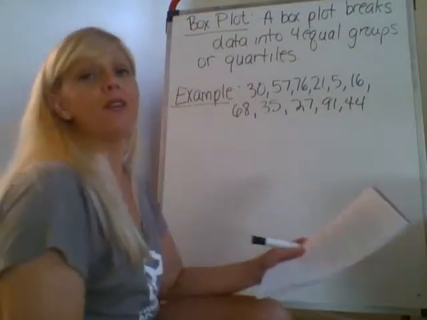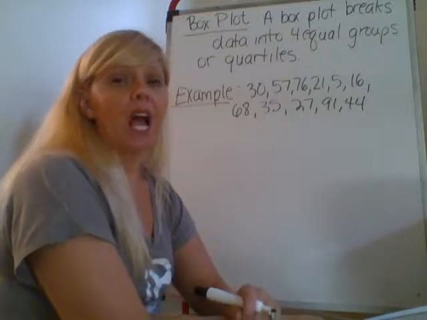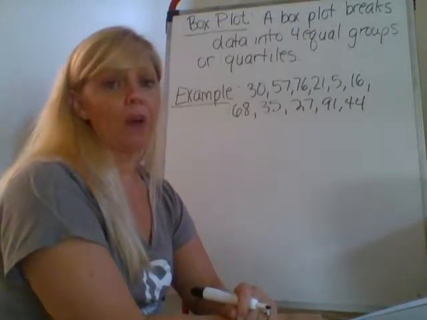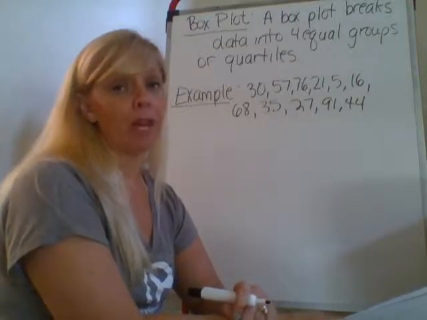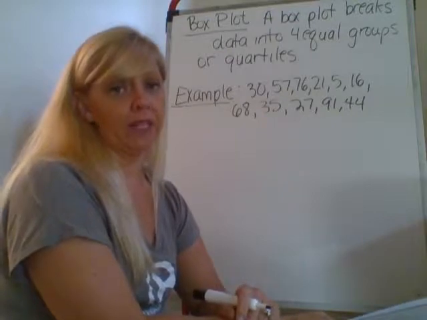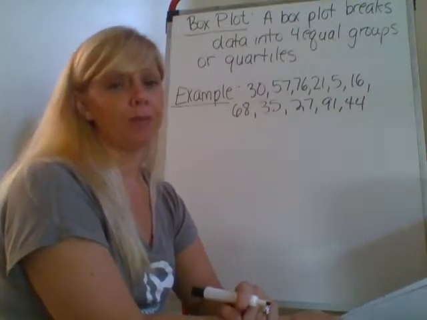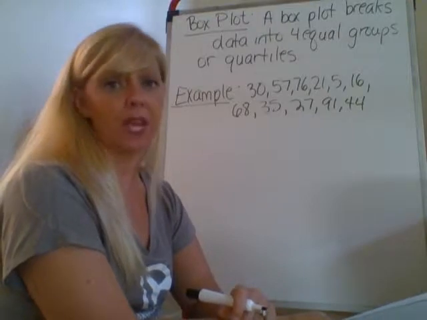Okay, so let's say, for example, this is my data. I want to see where my median is, and where my lower median and my upper median are. So I need to find the median. How do we find the median again? We find the middle number. So we need to first put all of our numbers into order.